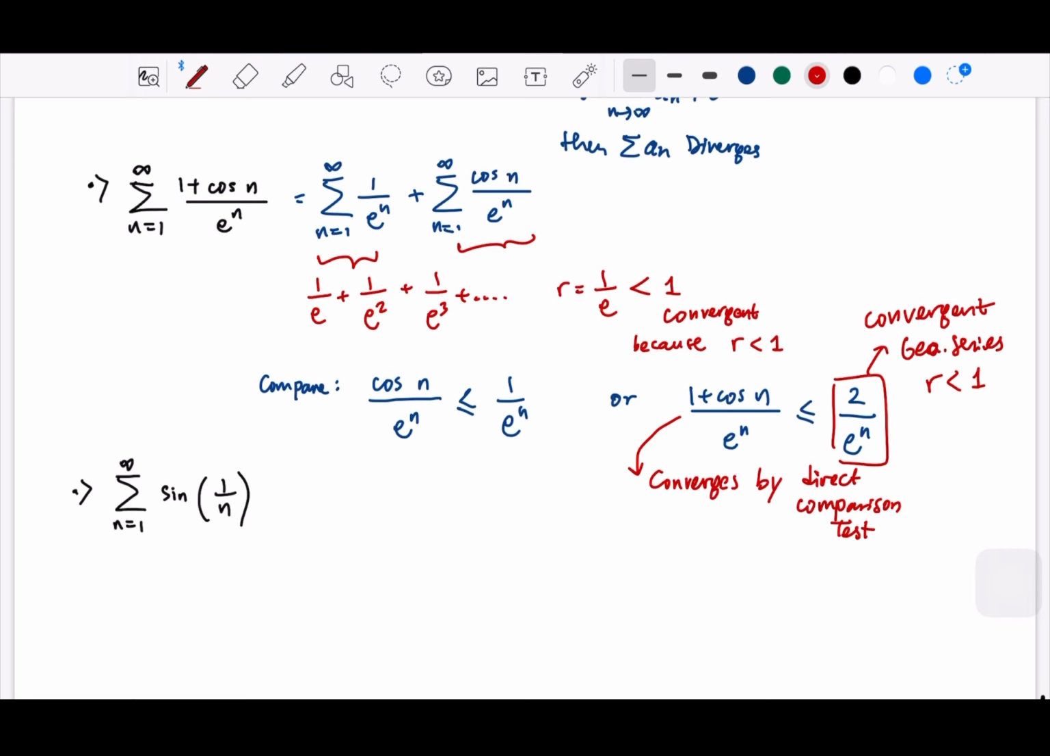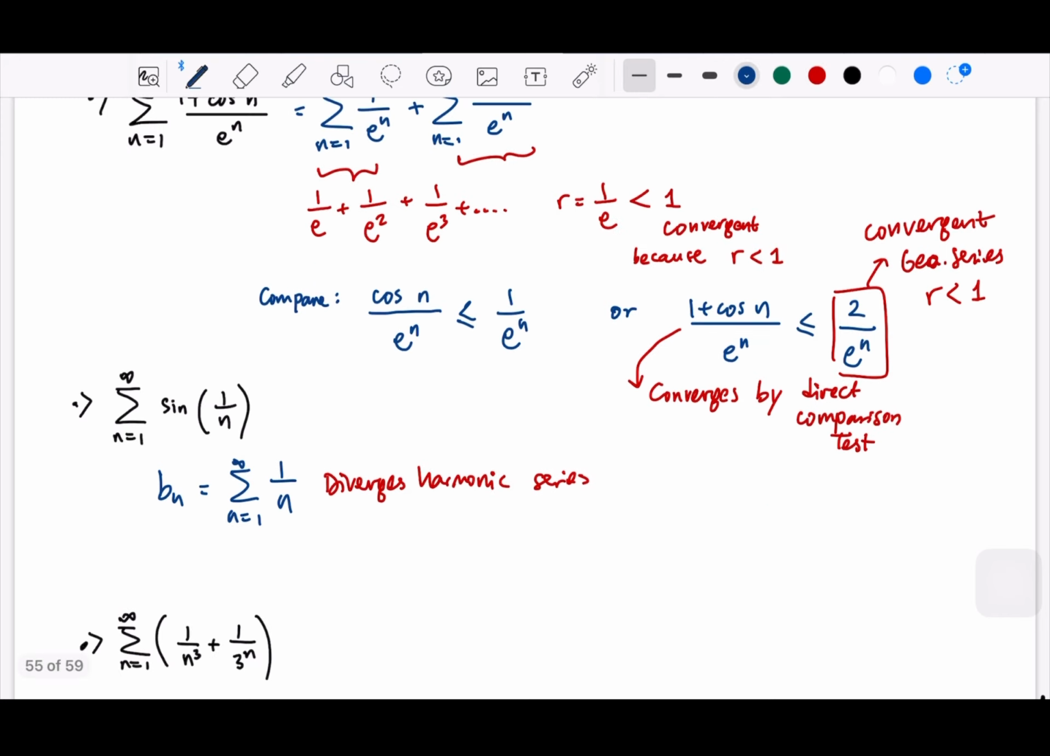So let's imagine that there are some other series that we call 1 over n, which is diverge, right? Diverge harmonic series, right? So we try to break down the series with the limit comparison test.